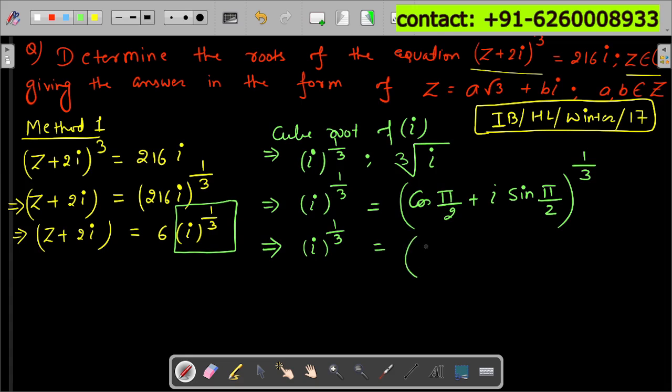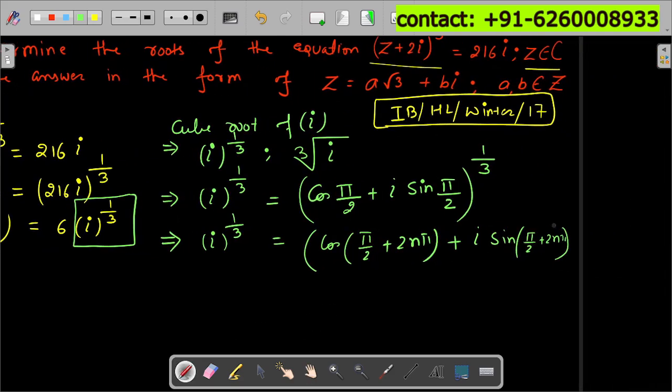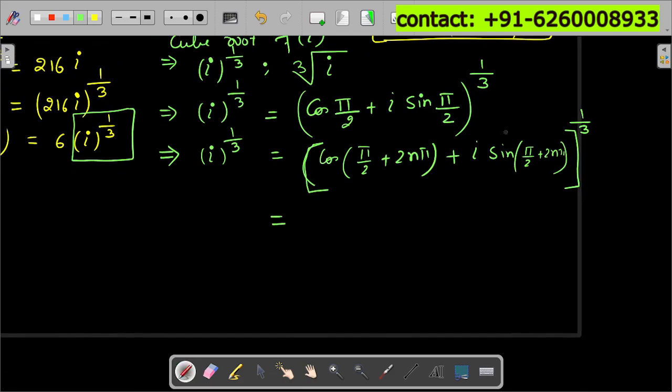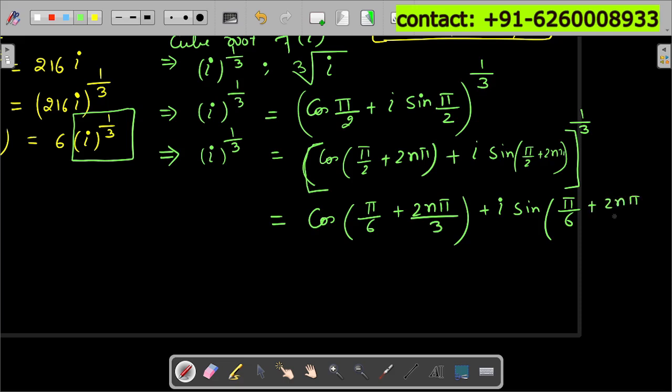So this can be written as cos(π/2 + 2nπ) + i sin(π/2 + 2nπ). This is the more general way to write this expression of i. This is still i, raised to power 1/3, right? As we know, this power will go into the angle, and this will become cos(π/6 + 2nπ/3) + i sin(π/6 + 2nπ/3), where n = 0, 1, 2 and so on.